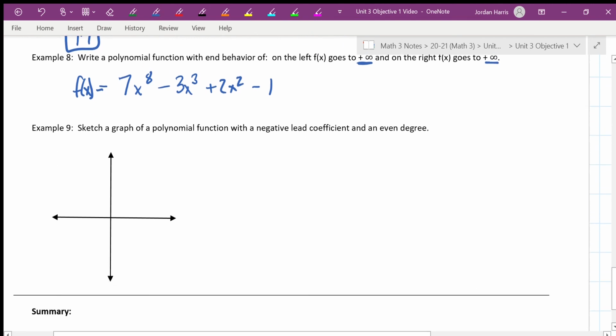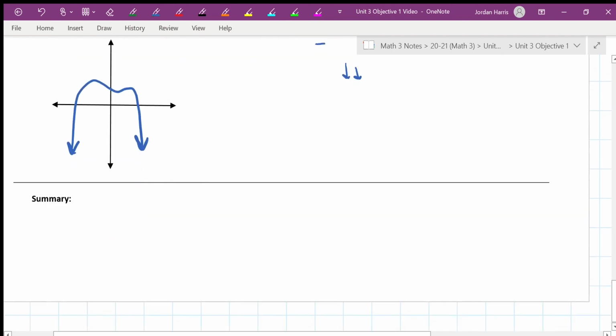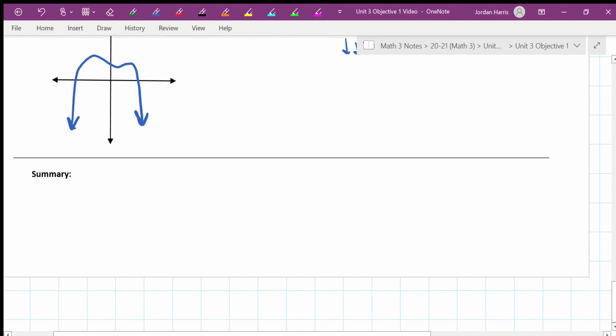Okay? And finally, sketch a graph of a polynomial function with a negative lead coefficient and an even degree. So negative lead, even degree is down, down. Done. Sketch a graph, down, down, done. Okay, so you have your summary, 3-sentence summary. You can write that out.